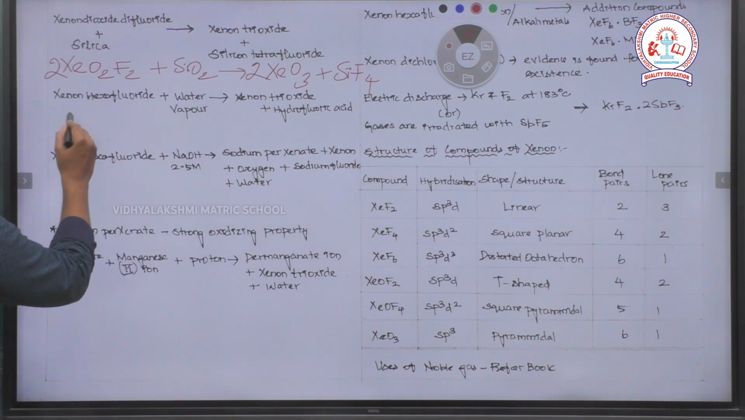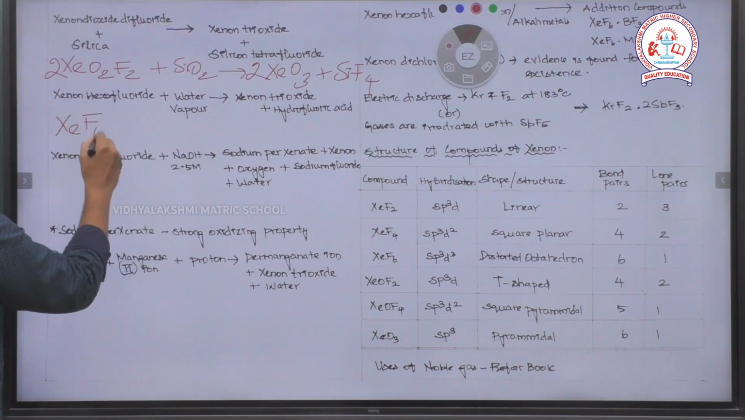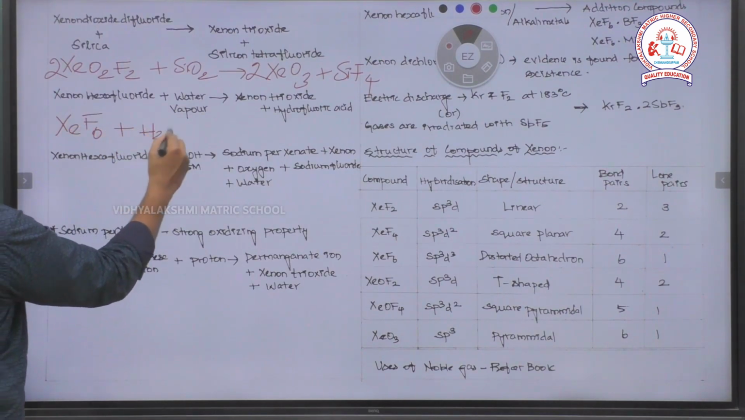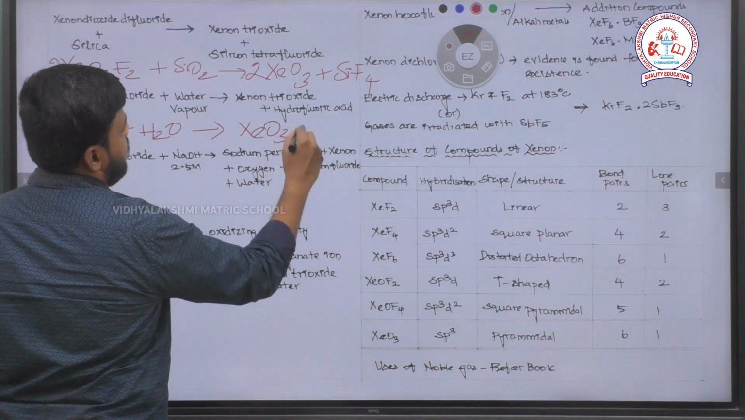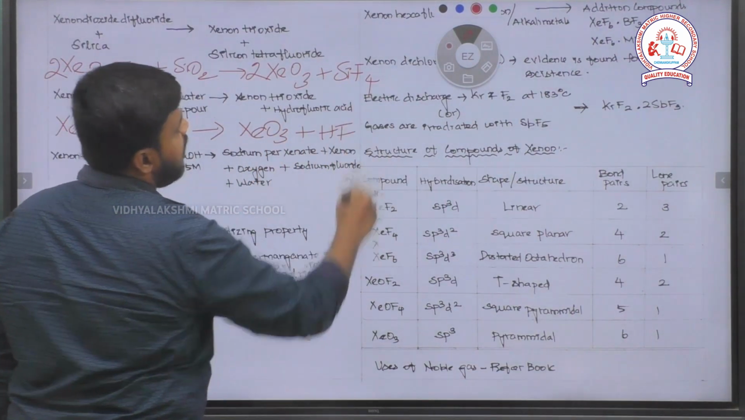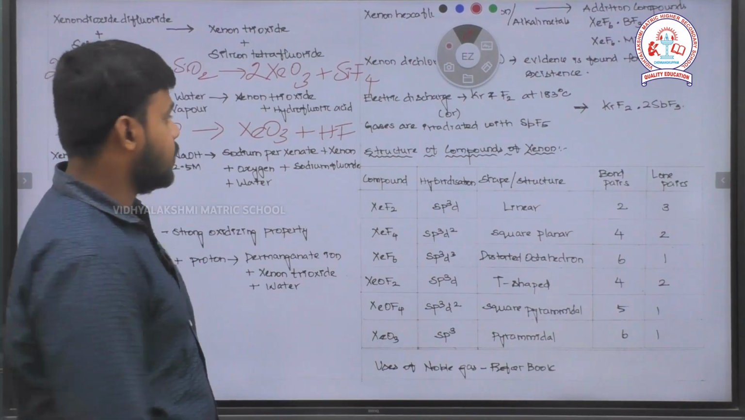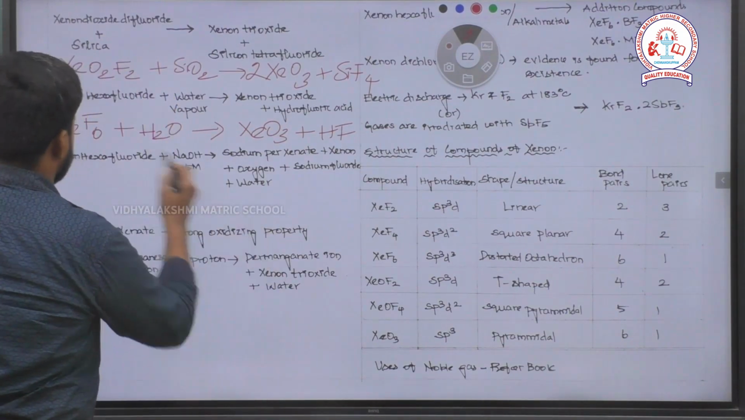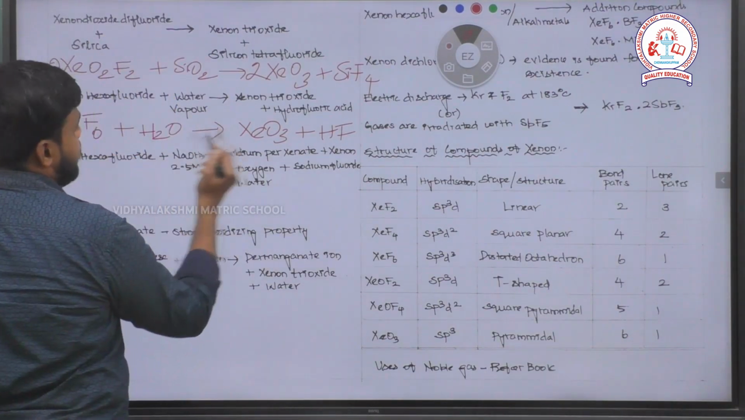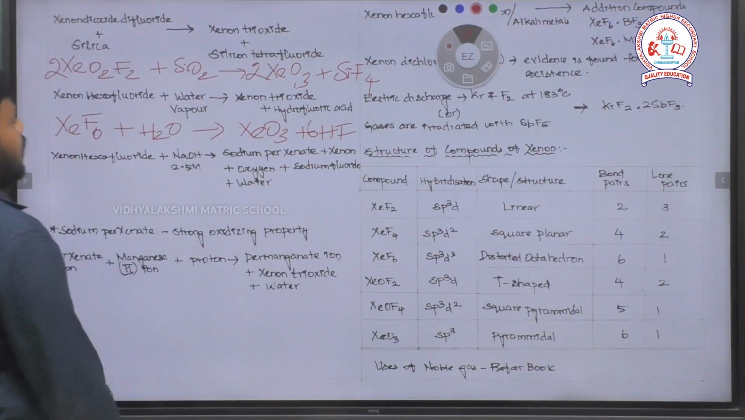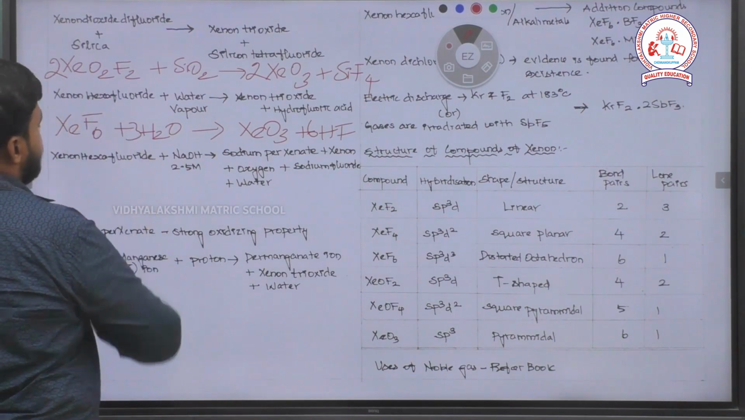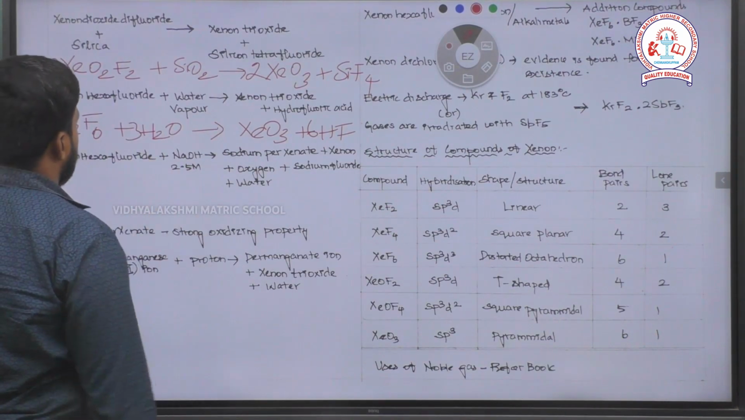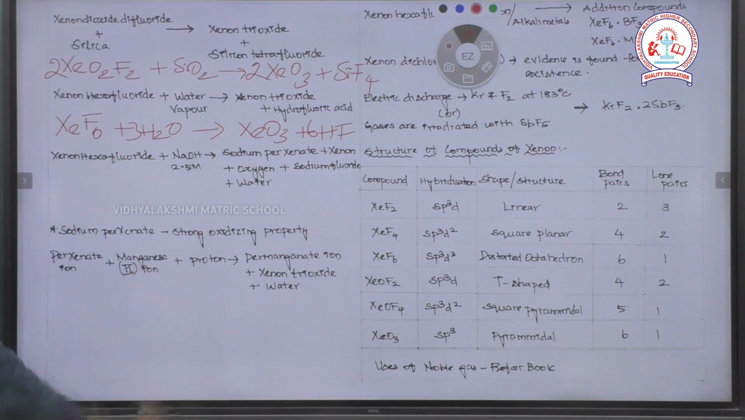Then xenon hexafluoride, XeF6, reacts with the water vapor, which is water, to form xenon trioxide, XeO3, plus hydrofluoric acid. Hydrofluoric acid is a weak acid. Okay. Then fluorine here is 6, so I'll make it as 6 here. Then oxygen is 3, so I'll make it as 3. Xenon is 1, hydrogen is 6, everything is balanced.